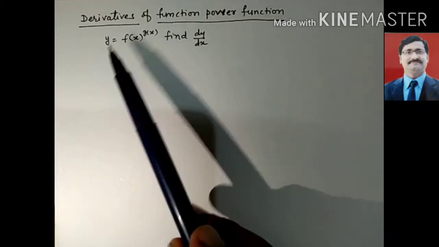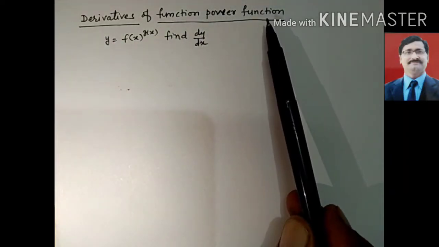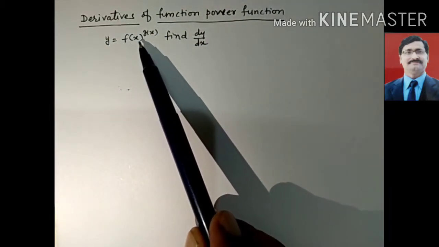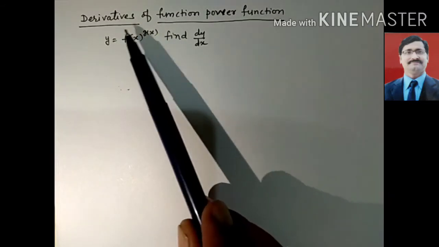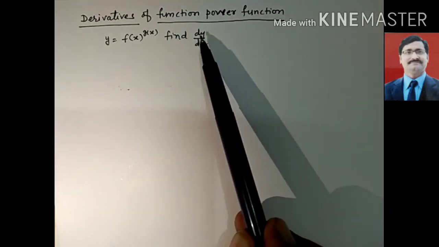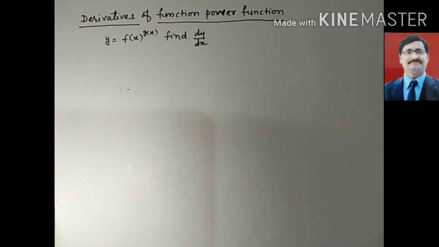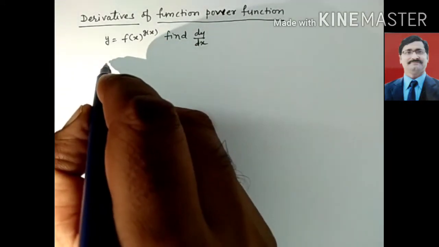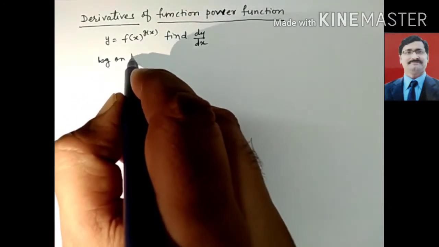Now look here, we will do derivatives of power functions. Okay, look here, y equal to f(x) whole power g(x), that is, one function is given to you and the second function is given in the power. You have to find dy by dx. How can we do this? Look here, you will take log on both sides.